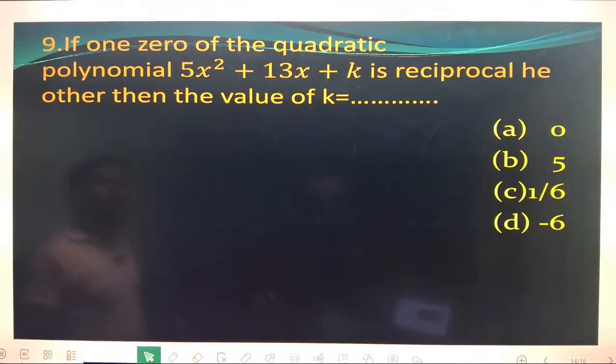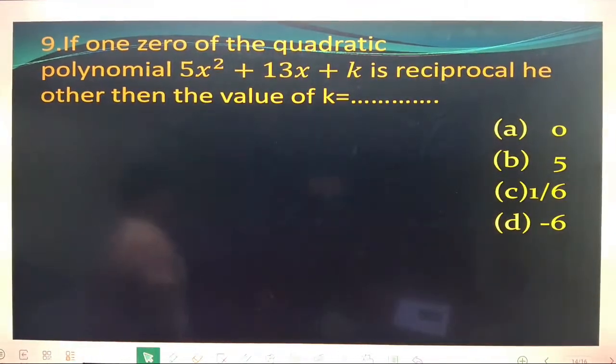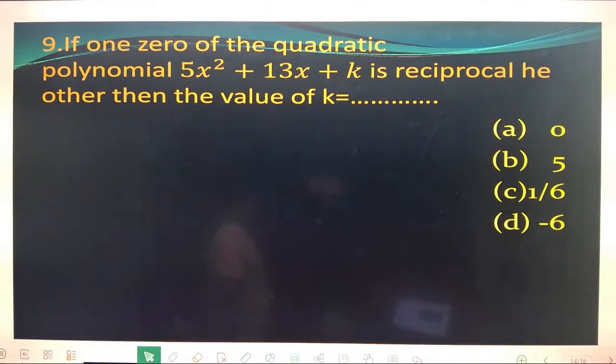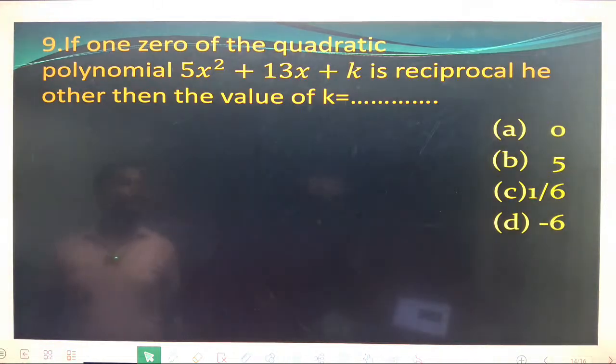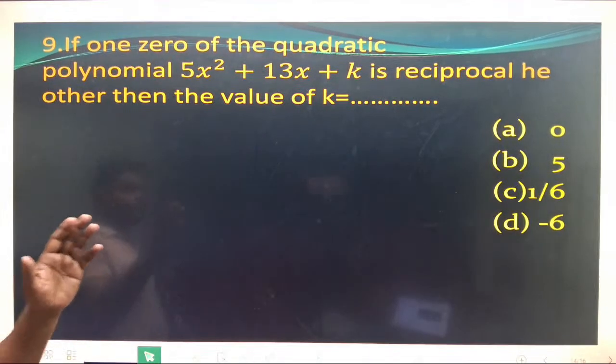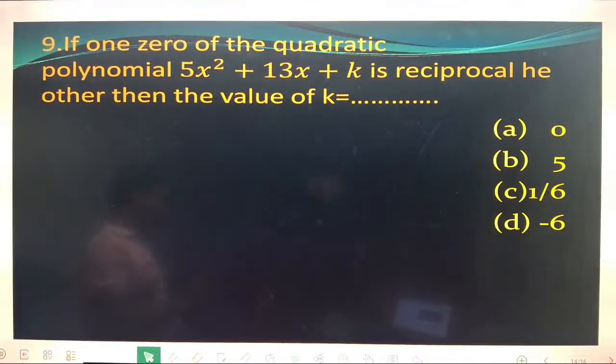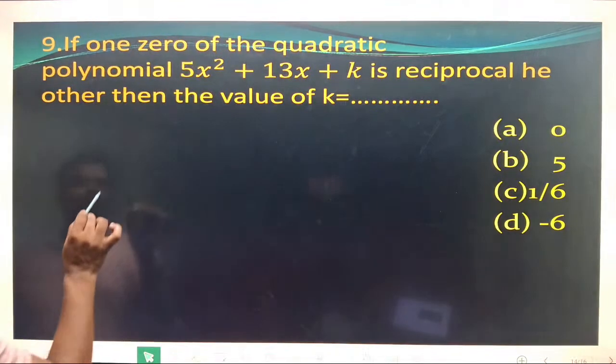If one zero of the quadratic polynomial 5x square plus 13x plus k is the reciprocal of the other, then what is the value of k? Solve, everyone. If one zero of the quadratic polynomial 5x square plus 13x plus k is reciprocal to the other, always use the product of zeros.